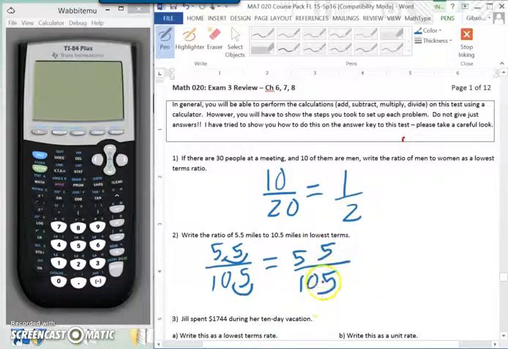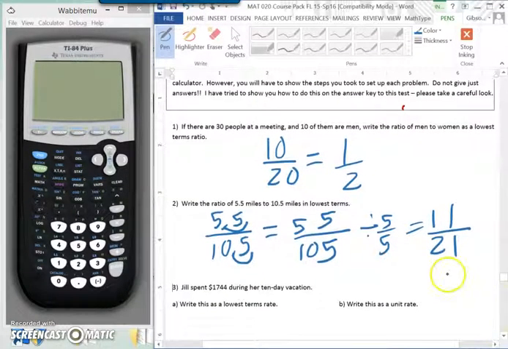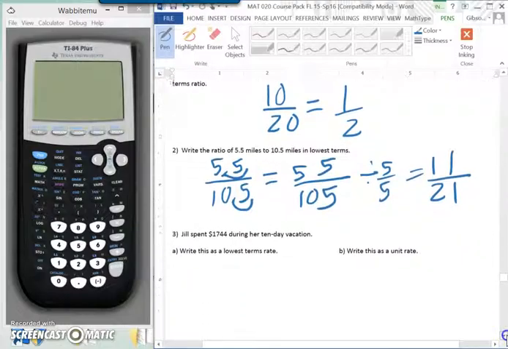Now, with 55 over 105, we can divide both by 5. That will give us 11 over 21. Now, one thing I need to say is, if you are doing this, you cannot write this as a decimal. I know some people would just type this in their calculator and write it as a decimal, but they want this as a ratio, so it must be a fraction.